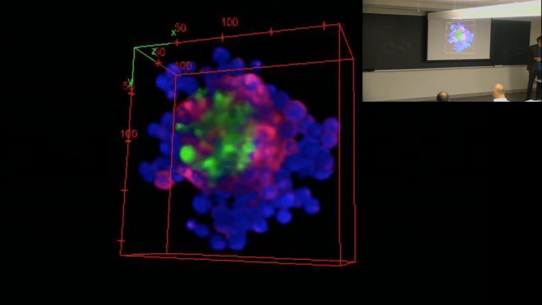Is there interaction between cells that express the ligand and the receptors? Yeah, the short answer is yes. It's much weaker than the tissue mediated by cadherins.